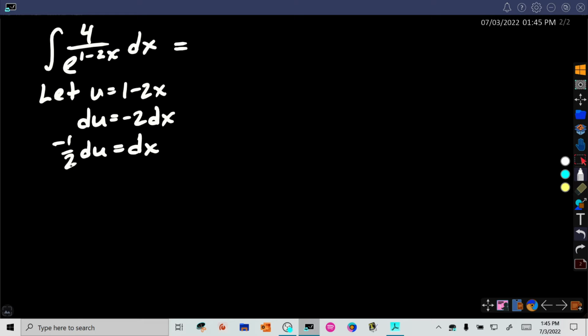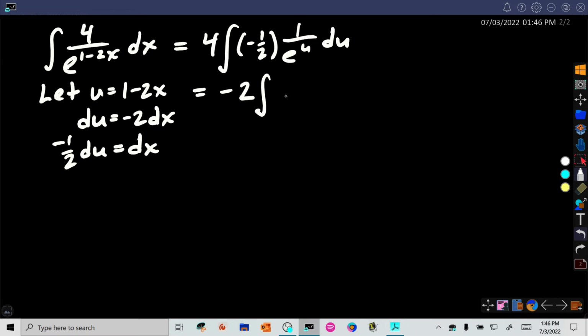Okay. So as a result, this thing turns into the 4, which comes along for the ride. It's just multiplying the integral of 1 over e to the u d... See, I'm making mistakes here left and right. I need to have that minus 1/2 in there as well. Minus 1/2 times 1 over e to the u du, which is equal to 4 times minus 1/2, which is just going to be minus 2.